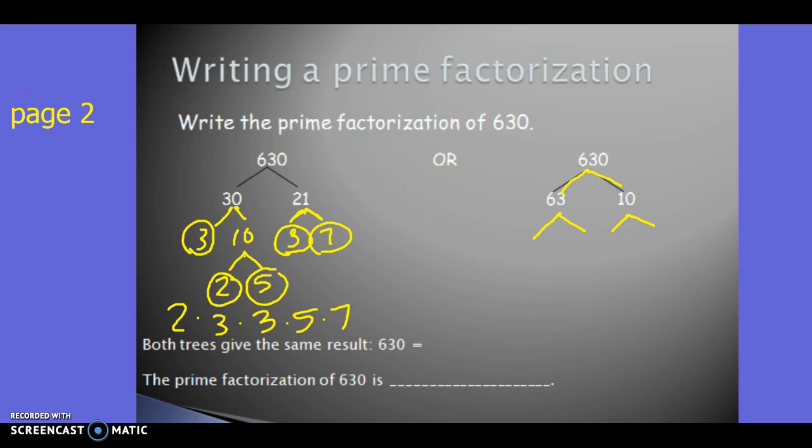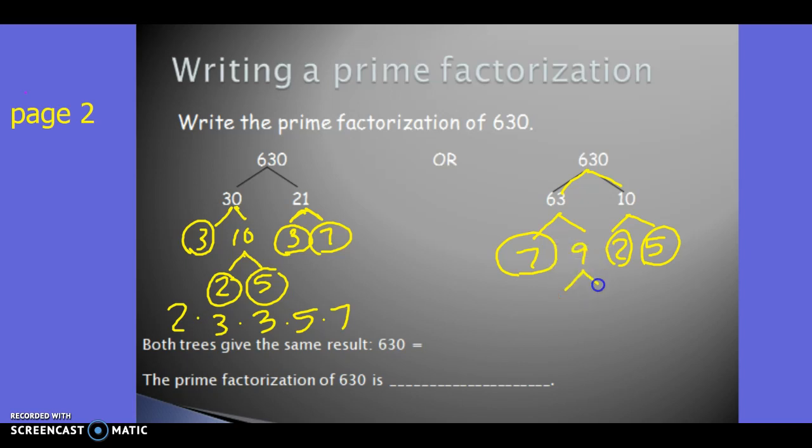Can you think of any numbers that go into 63? How about 7 times 9? 7 is prime, so I'm going to circle it. 9 is not, so I'll leave it and continue with 9. 10, we know from previously doing this, is 2 times 5. Those are both prime, so I circle them, and I'm done with that part of my tree.